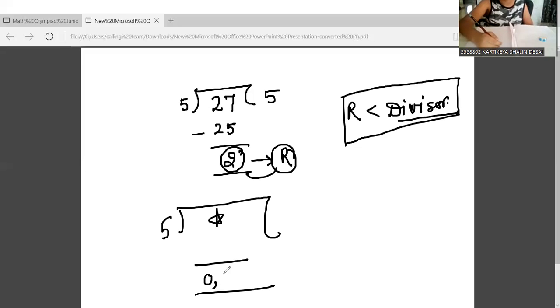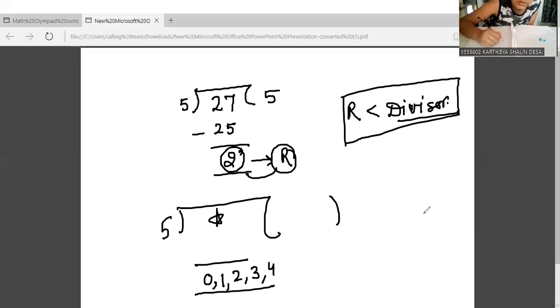Are you with me, Kartikeya? Yes. 0, 1, 2, 3, 4. Yeah, exactly. So it will be either 0 or 1 or 2 or 3 or 4. I have to stop here.